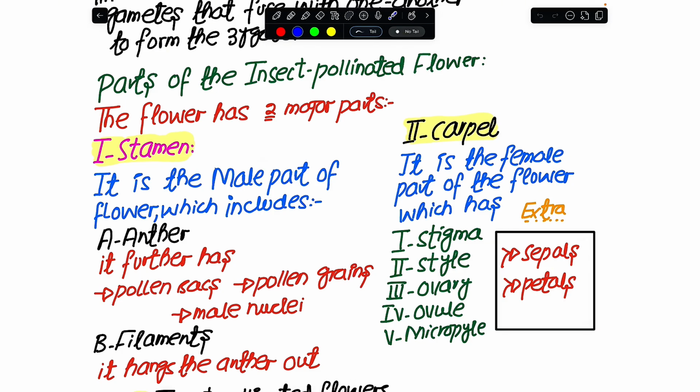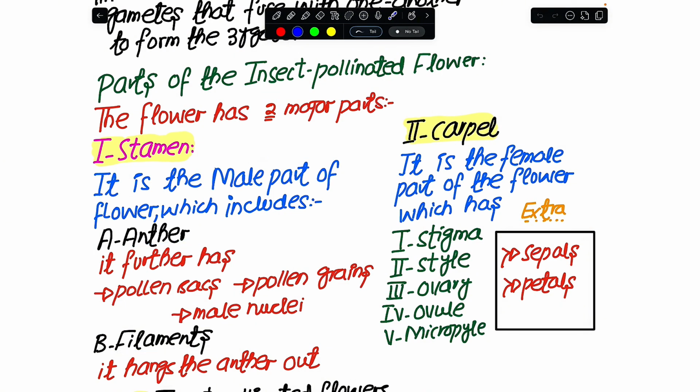For the insect pollinated flower, we have two major parts. We have the male part and we have the female part. The male part goes with the name of stamen, and here you see the word men is coming, so this is the male part of the flower. The female part goes with the name of the carpel. The male part, the stamen, further has two major components: one is the anther, and the second is the filament.